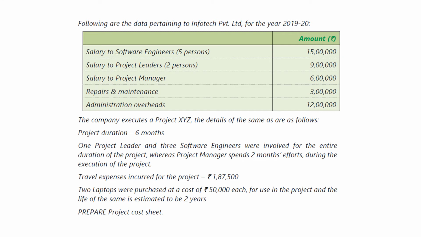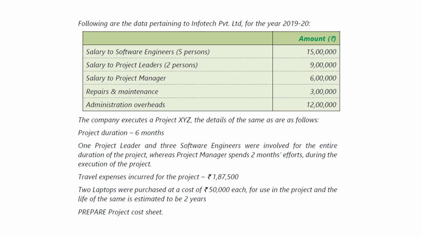The duration of the project is 6 months. One project leader and 3 software engineers were involved for the entire duration of the project, whereas the project manager spends 2 months of effort during the execution of the project. Travel expenses incurred for the project are 1,87,500.